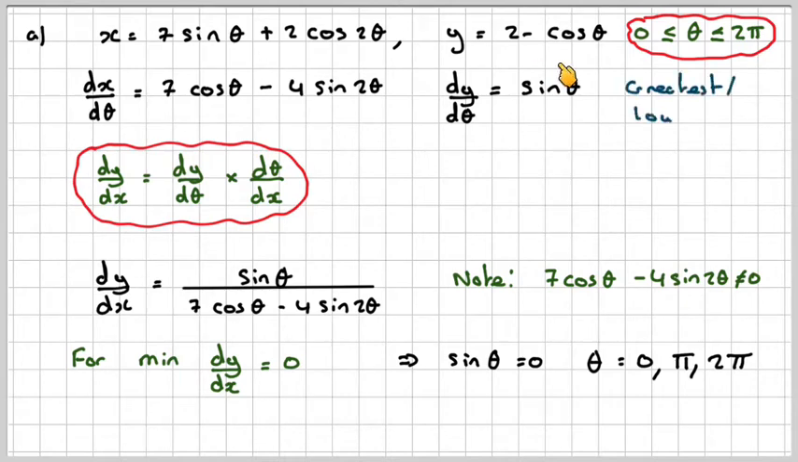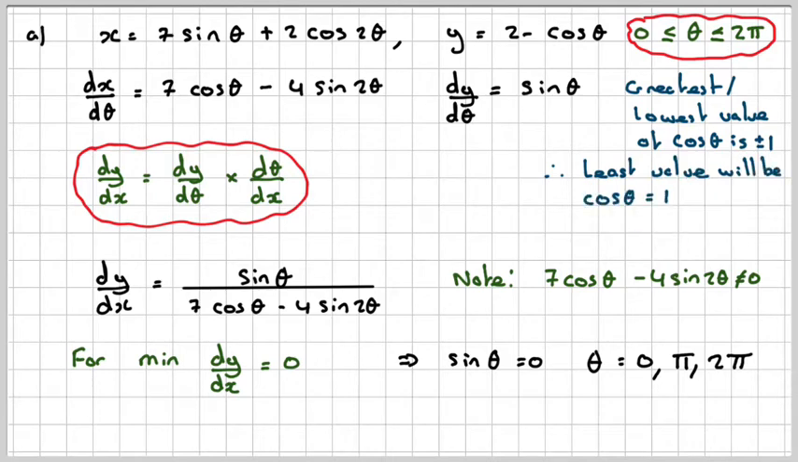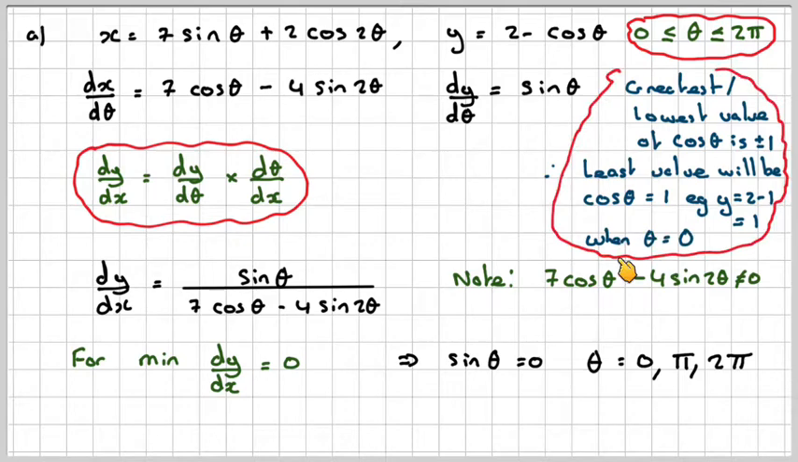Now, there is actually an easier way of doing this. If you look at cos, the greatest and the lowest value of cos is plus or minus 1. The greatest is plus 1, and the lowest is minus 1. So the least value of y will be when cos theta is equal to 1, because when this is equal to 1, this will become 2 minus 1, which is 1. And if you put the minus 1, it will be 2 minus minus 1, which will be 3, which will give you the greatest value. And cos theta is equal to 1 when theta is equal to 0, which is a much easier way of doing it than doing all of this, or just differentiating that. But there you go, you've got 3 different ways to look at the problem.